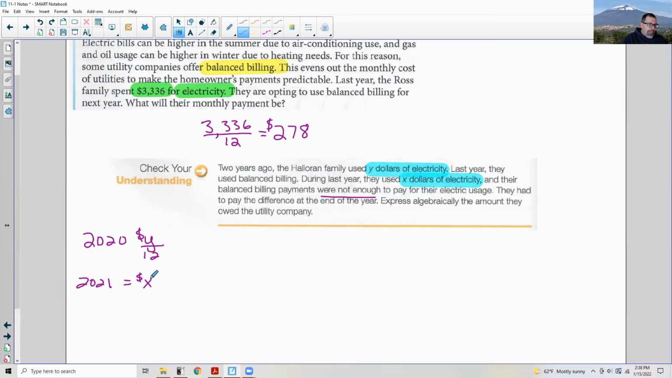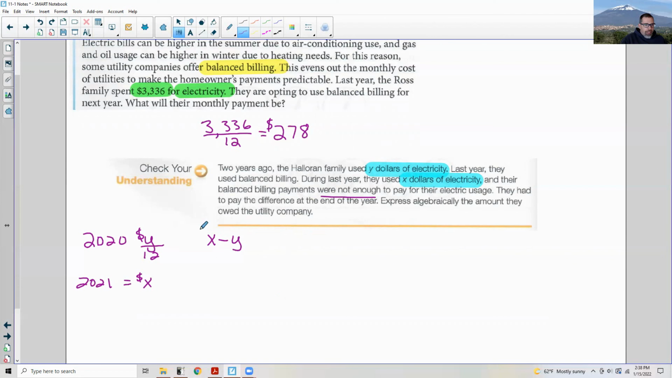So if you divided it evenly and came up short, what you're really doing is you're taking the amount they used in 2021 total minus the amount they used in 2020 total, because they paid Y over 12 amount. So the difference was X minus Y for the whole year. And this is the answer right here.